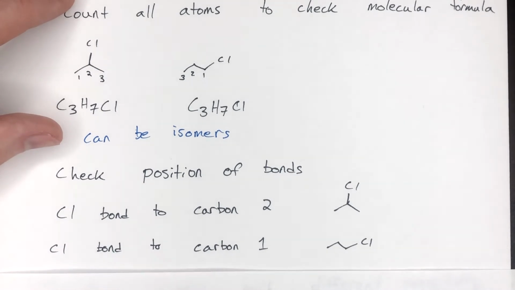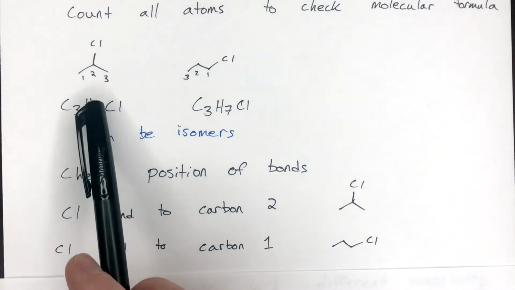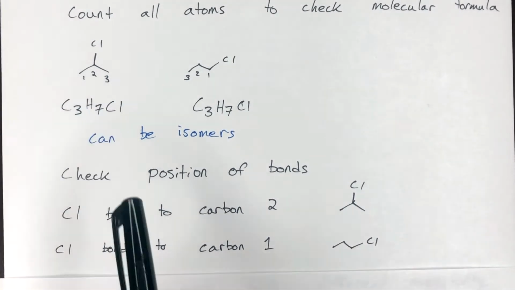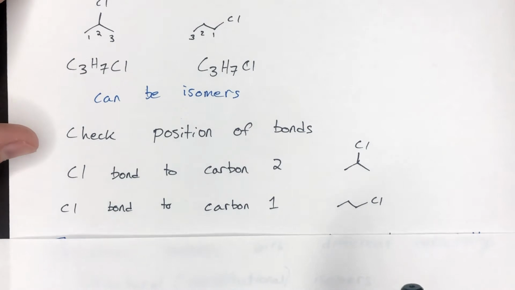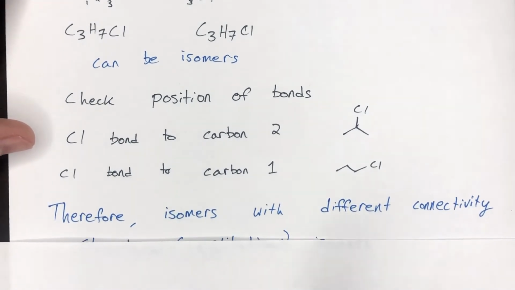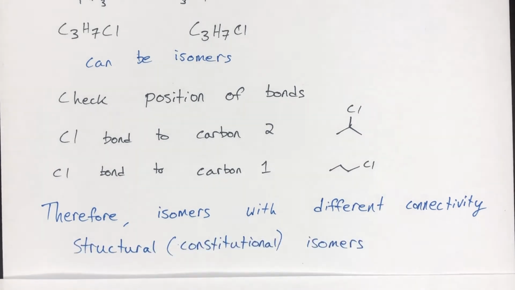So when we go about looking at that, we see that our chlorine here is bound at position 2, as labeled up here at the top. Carbon 2 has the chlorine. Here it's at carbon 1 or carbon 3, depending on how you count, but it's a different position. So from there, without doing any naming, we can say that these are structural isomers because they are isomers with different connectivity, and this is what we call structural or constitutional isomers. Those are the same terms, just used interchangeably.